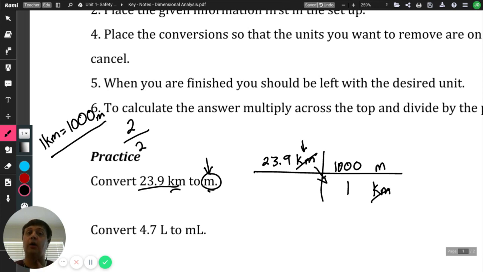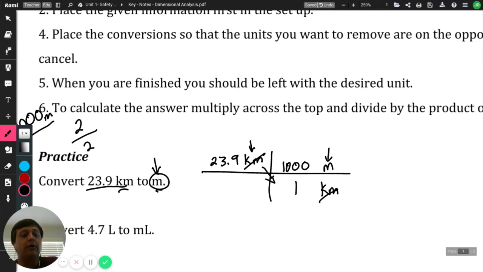Okay, well now let's think about it. Is meters what I'm looking for? Yes, meters is what I'm looking for. So because of that, I can actually go ahead and solve it. Now, the nice thing about dimensional analysis is once you're done, the thing that you finish with is always the unit that you just write on the end of your answer, because that's where you wanted to be. That's where you were trying to stop.